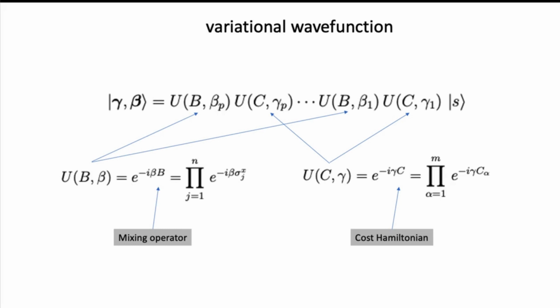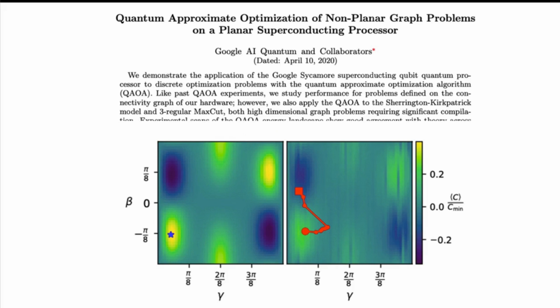What's p? P is for precision. The number of variational parameters in our wave function is 2 times p, a beta and a gamma parameter for each unitary. And the more parameters in a variational wave function, the more of Hilbert space it can reach, giving us a better answer. Here's a graph taken from a recent Google publication showing QAOA on some simple problems.